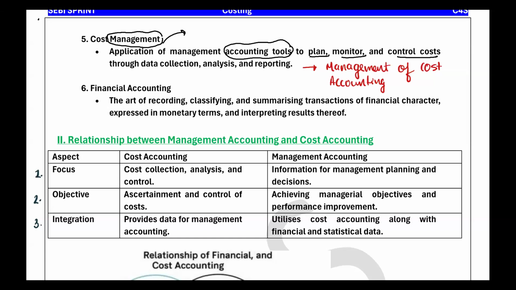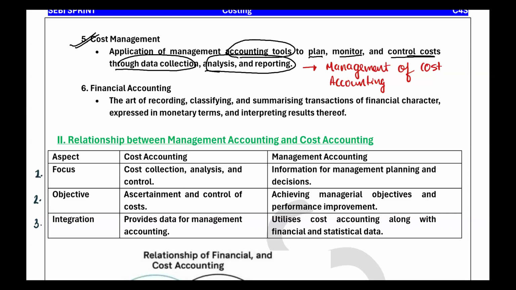So in cost accounting, it will only record the data related to the ascertainment of cost. But in cost management, you need to understand there is a slight difference. In cost management, the accounting tools will be used. Here you will not only record data, rather it is a broader concept. You will plan it, you will monitor it, and you will control the cost. If the cost needs to be controlled, you will control the cost through data collection, analysis and reporting. Is it clear? So management of cost accounting is a broader figure of cost recording.